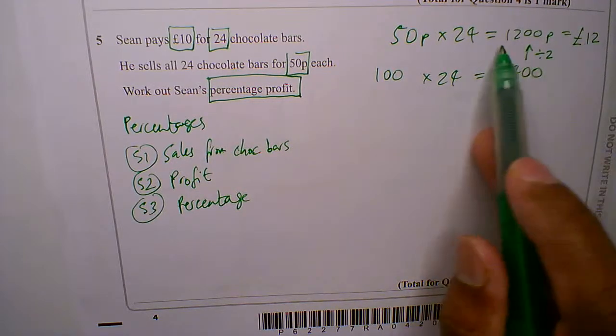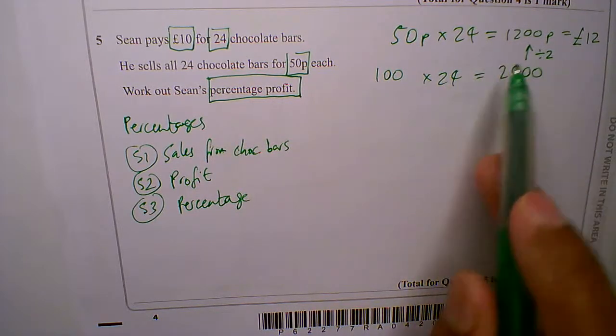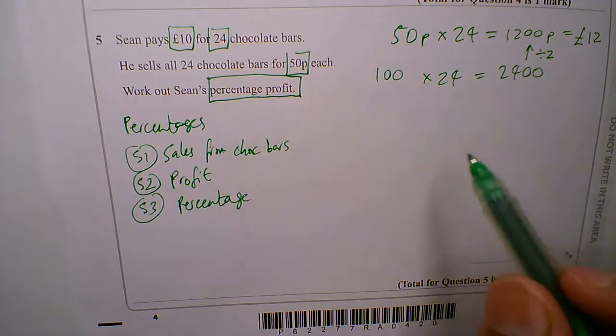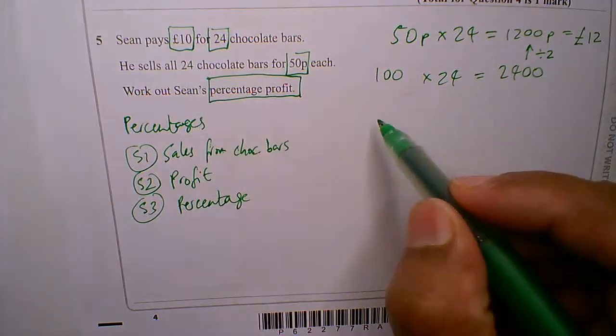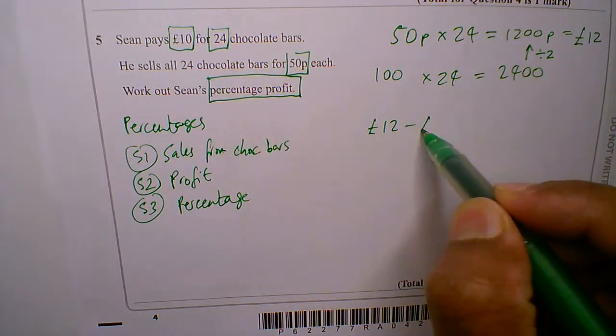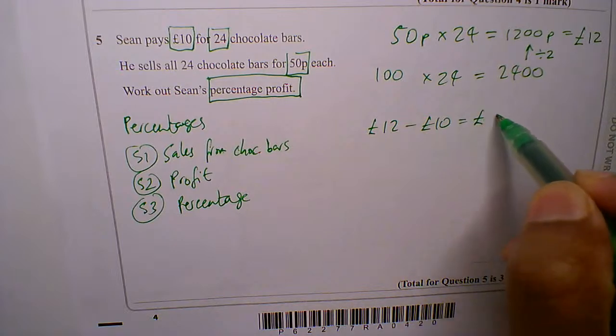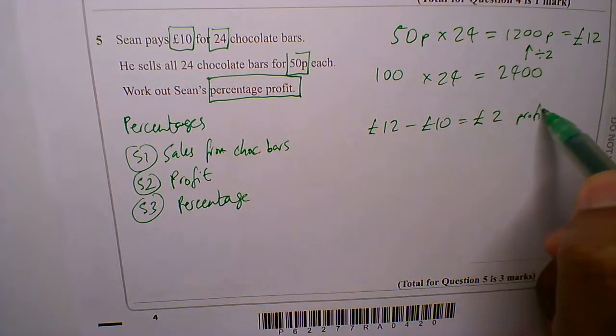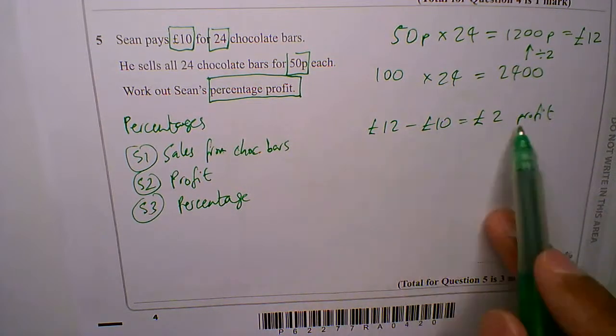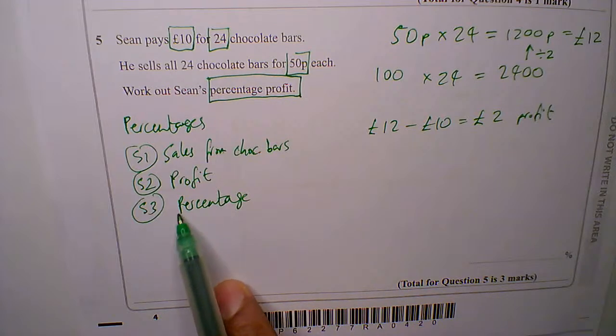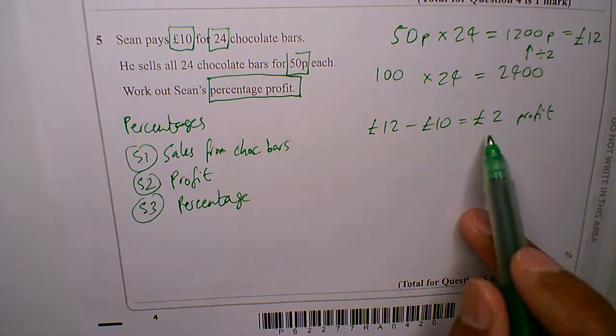That's how much I've got from the sales. Now I need to work out the profit. So if it costs me £10, I'm going to do £12 take away £10. That gives me £2 profit. So that's step 2. Now I need to do step 3, which is to change this to a percentage.